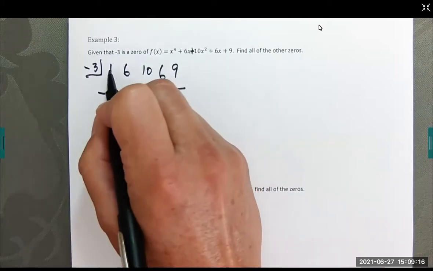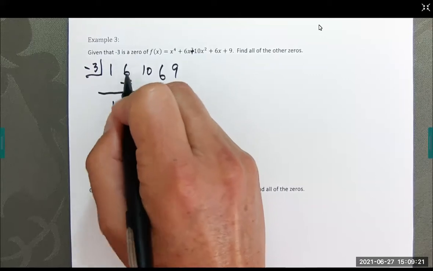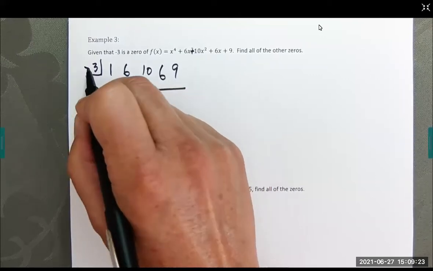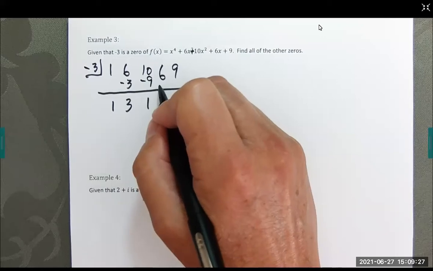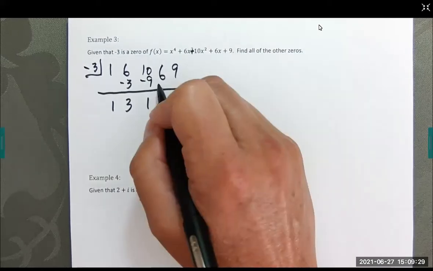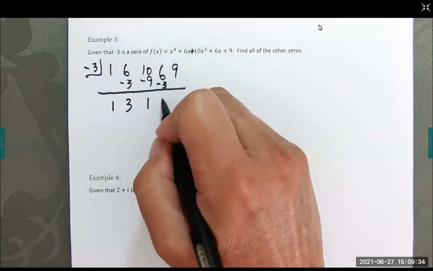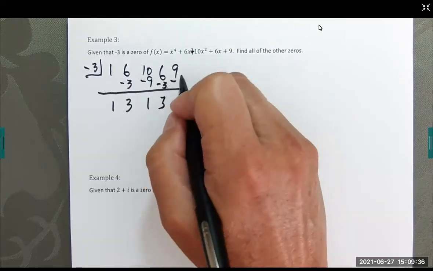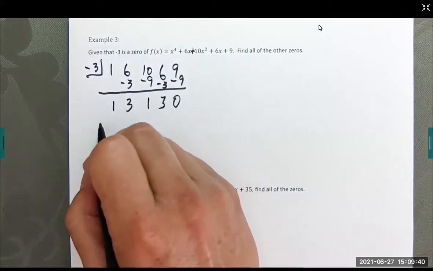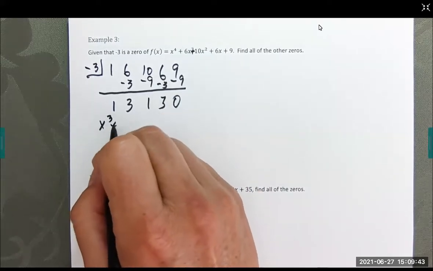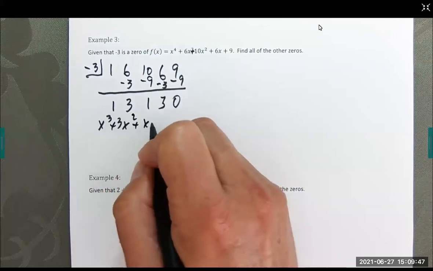So remember, synthetic division, we bring the 1 down, multiply by negative 3, and add. That gives us 3. 3 times negative 3 is negative 9. So it really is a zero. So that means this drops down to x cubed plus 3x squared plus x plus 3.